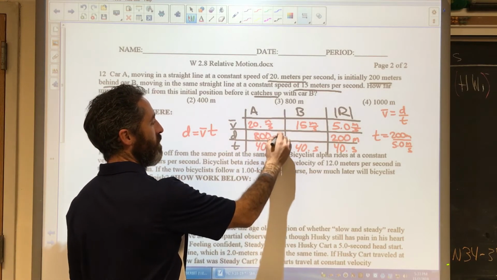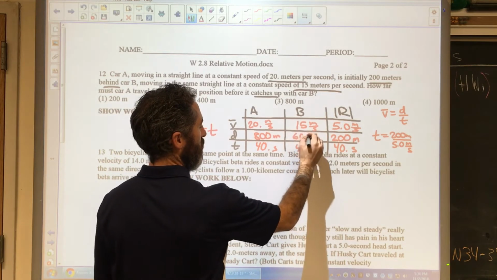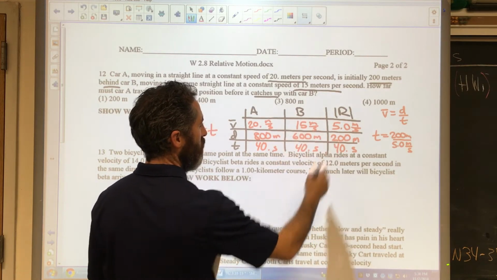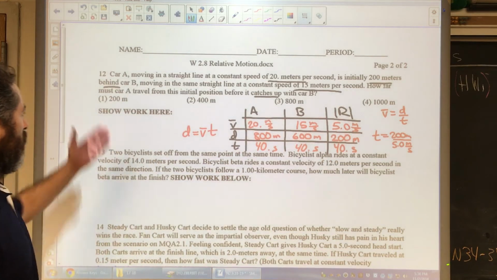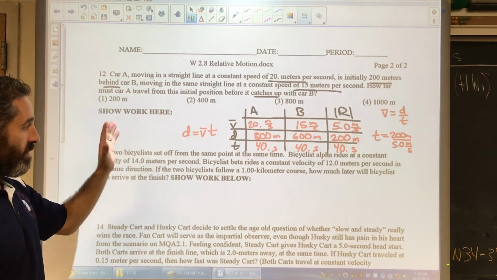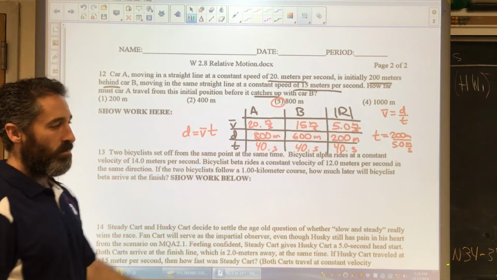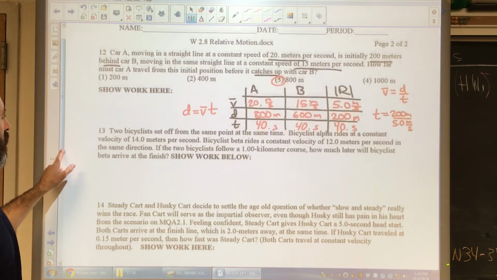There's your 800 meters for car A. There's your, what's that? 600 meters for car B. 200 meter relative. Good to go. How far must car A travel? Well, car A itself, 800 meters. Done. There it goes.